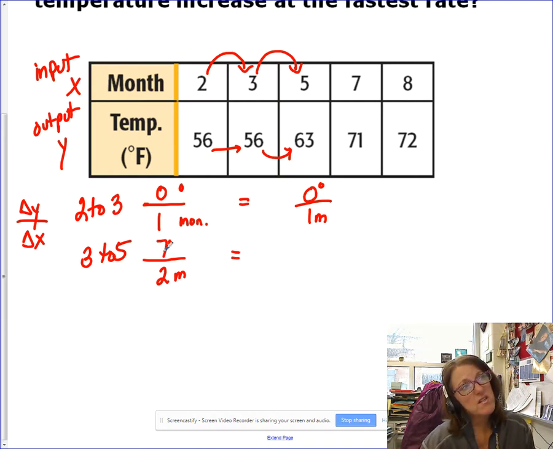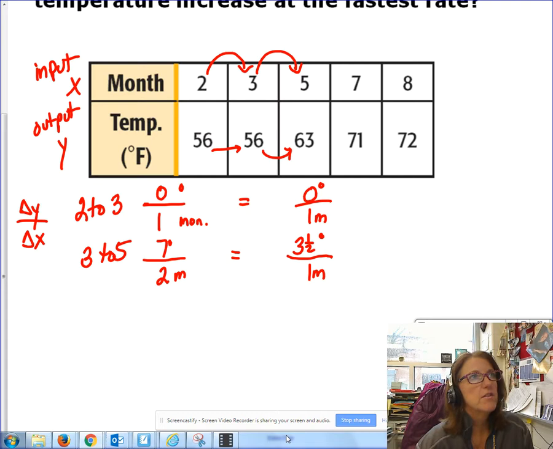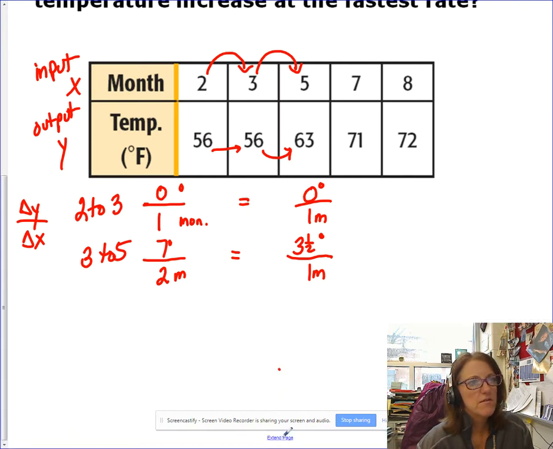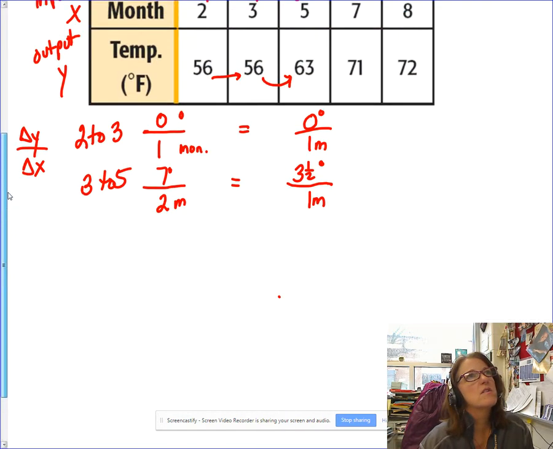So this one is 7 over 2. If we simplify that and make it a unit rate, take 7 divided by 2, because then that will give me the value in degrees for 1 month. 7 divided by 2 is 3.5. All right, next interval.